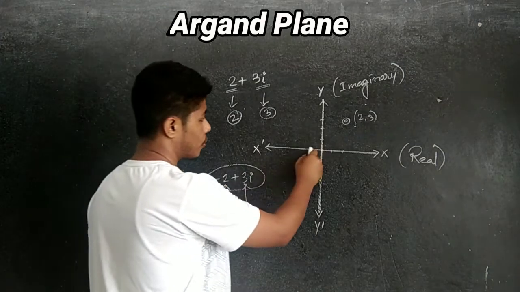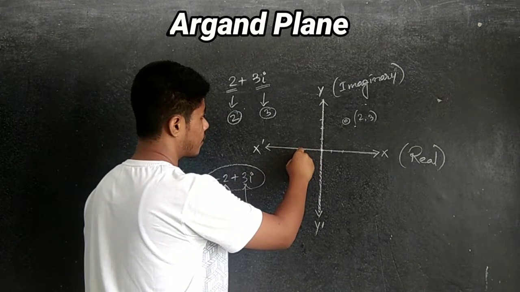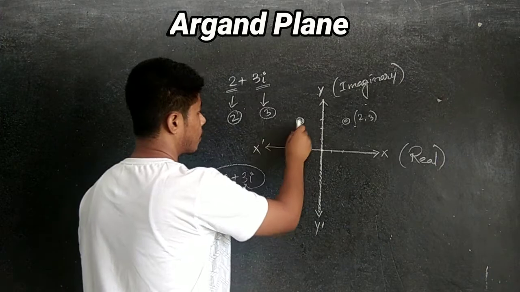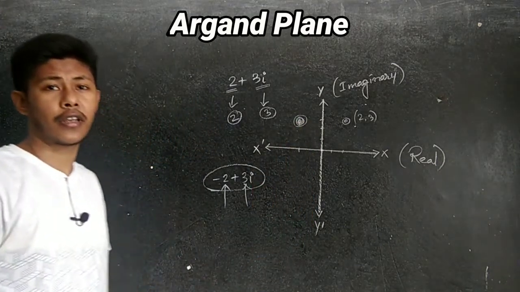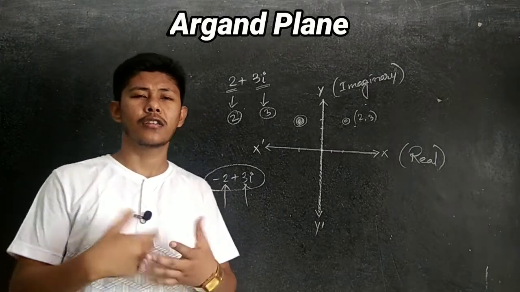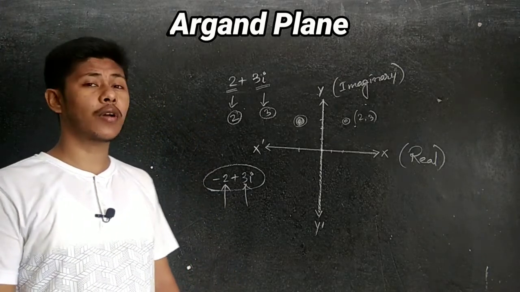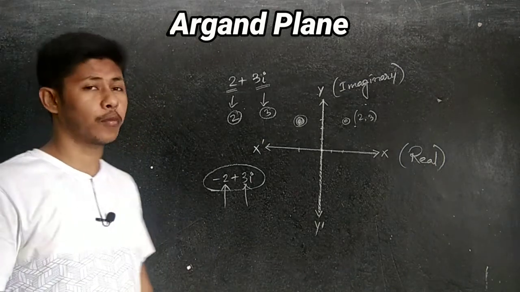So minus 2, here minus 2 obviously we get here, and 3, that means in this place. So this coordinate is minus 2 plus 3i, that means this is a complex number, so we can plot it. Is it clear? Very simple, we just have to identify the ordered pair, and then from there we get the point.